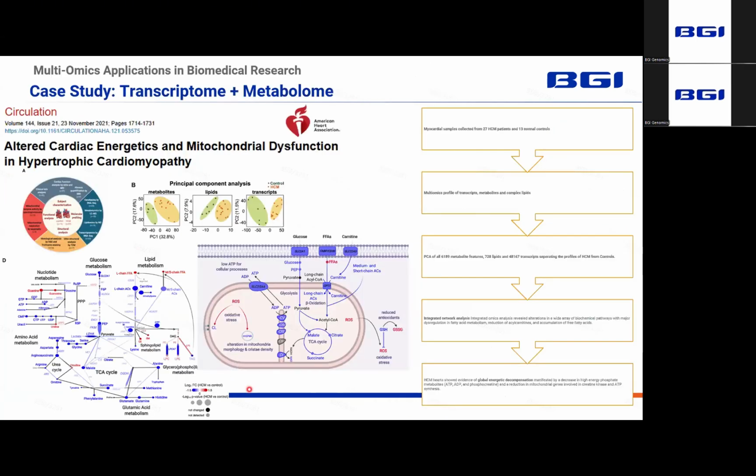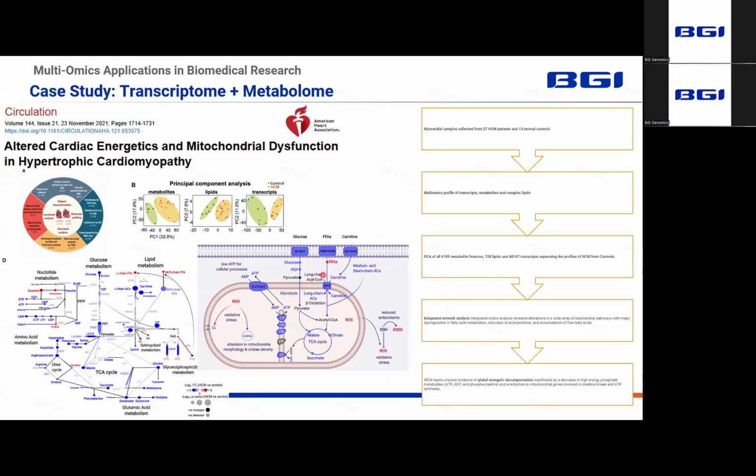There is a research case study on mitochondrial energy metabolism in hypertrophic cardiomyopathy. Mitochondrial samples were obtained from both HCM patients and a control group and were subjected to transcriptomic, metabolomics, and lipidomic profiling. Integrated network analysis revealed dysregulated myocardial fatty acid metabolism and isocarnitine metabolism in HCM patients.